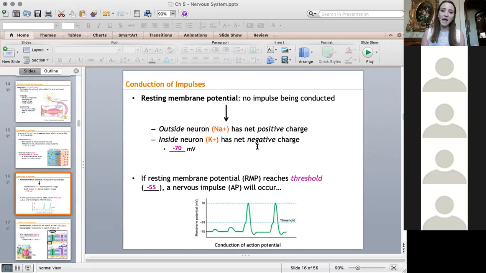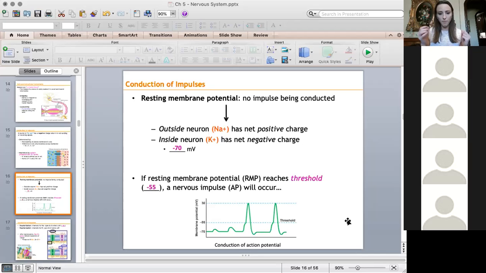Also remember, that's just an average number. Depending on the size of the motor neuron, that's going to determine if a neuron's more negative or more positive. But that negative 70 is just the average number that we give most motor units or motor neurons.